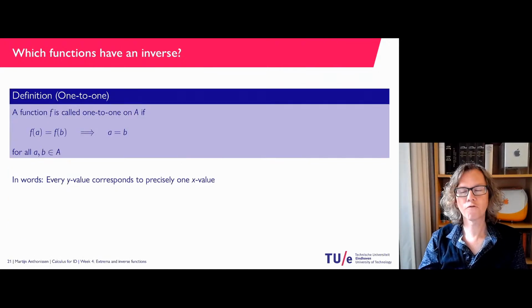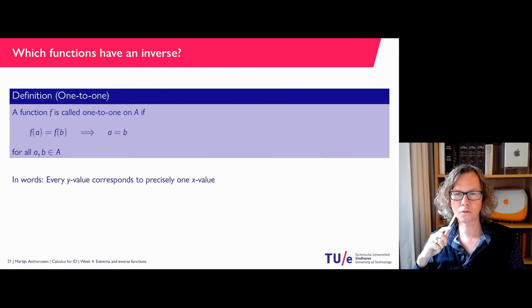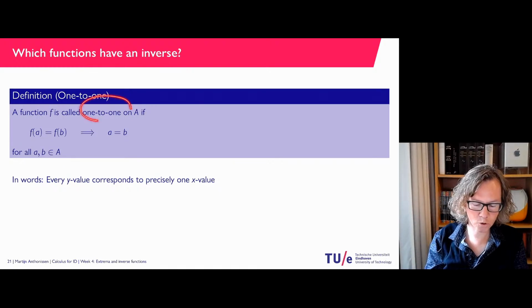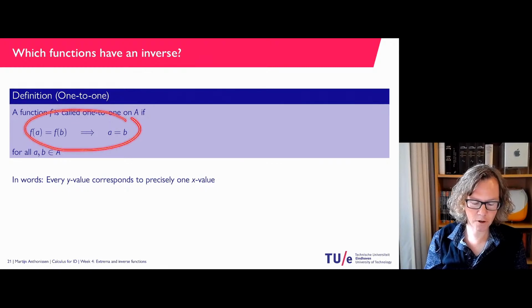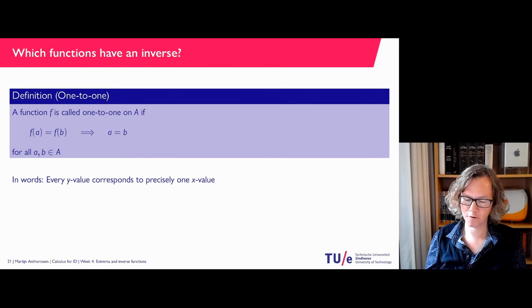So which functions do have an inverse? Well, we call a function one-to-one. One-to-one is a mathematical concept, and the definition is that you call a function one-to-one if f(a) = f(b) means a = b. But what it really means is that for every y value there is one x value. So let me draw a little picture.